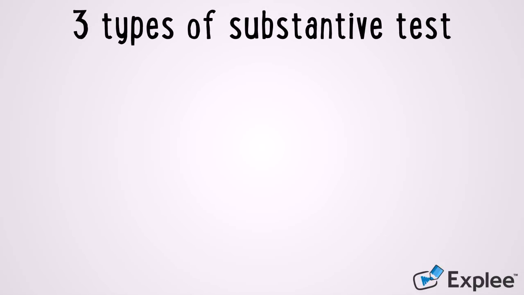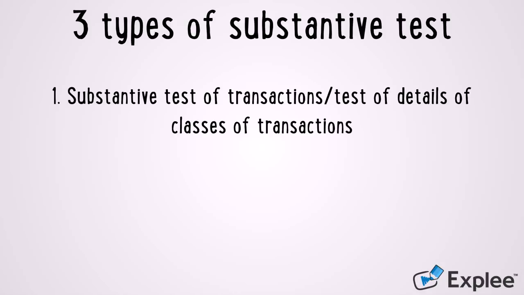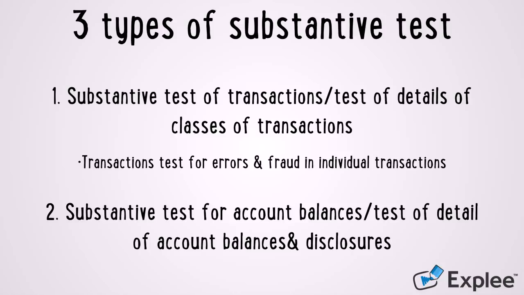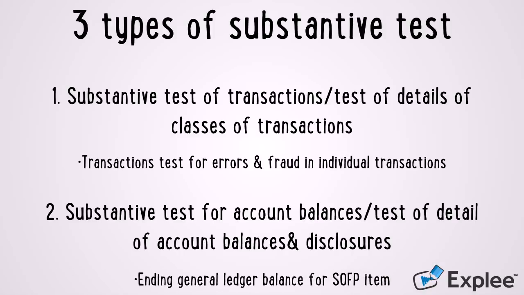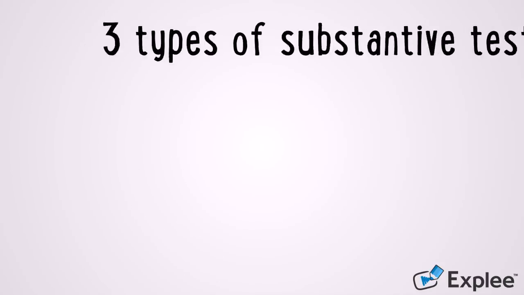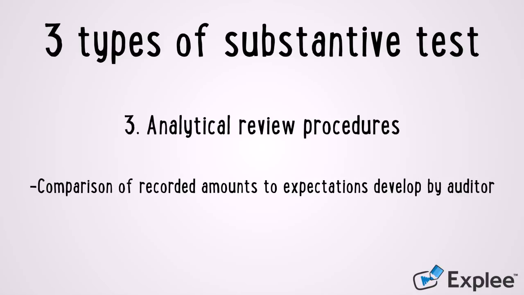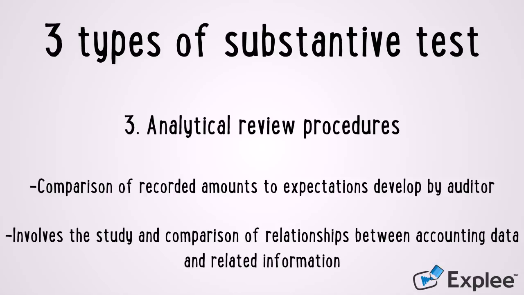Types of substantive test. Firstly, substantive test of transactions, or test of details of classes of transactions. Transactions are tested for errors and fraud in individual transactions. Secondly, substantive test for account balances, or test of details of account balances and disclosures, such as the ending general ledger balance for a statement of financial position item. Thirdly, analytical review procedures. This is a comparison of recorded amounts to expectations developed by the auditor. It involves the study and comparison of relationships between accounting data and related information.